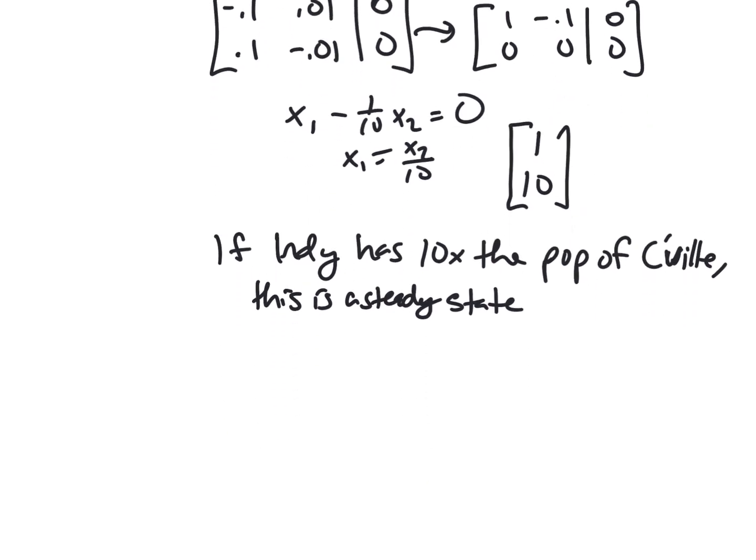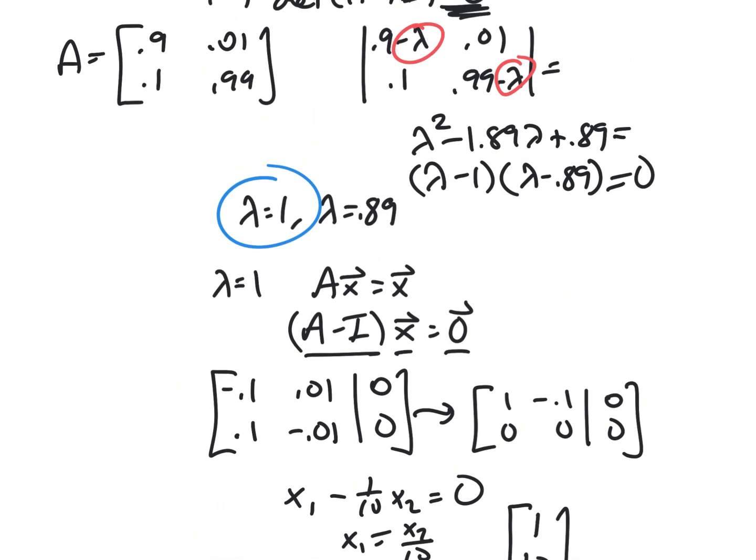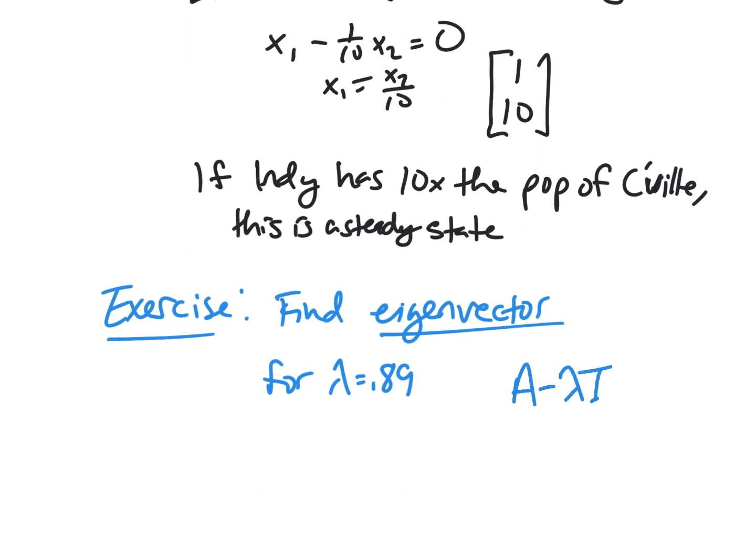So your exercise, just going to be 1 here, is I want you to find the eigenvector for that other eigenvalue. We said that lambda equals 1 and lambda equals 0.89 are both eigenvalues. So I want you to find the eigenvector for lambda equals 0.89. So think about what we did up here, right? We just made lambda equal to 1 and then solved that out. So I want you to make lambda equal 0.89 and solve out this (A minus lambda I) x equals 0, okay? And so find the eigenvector for that.